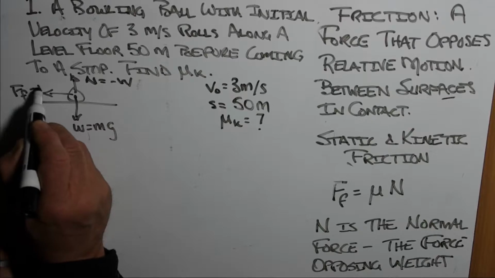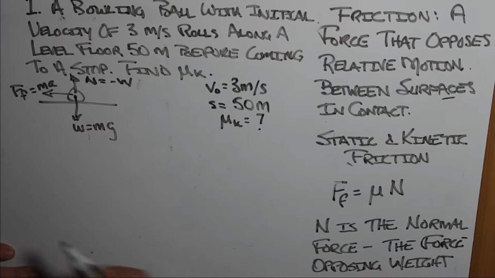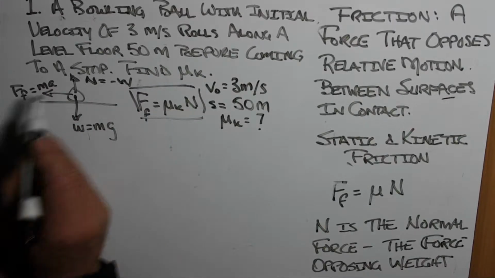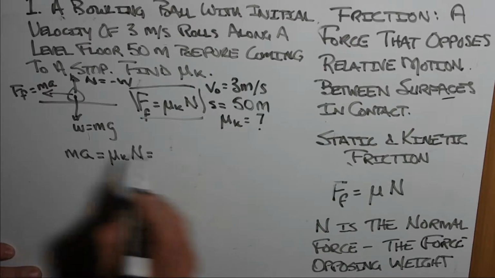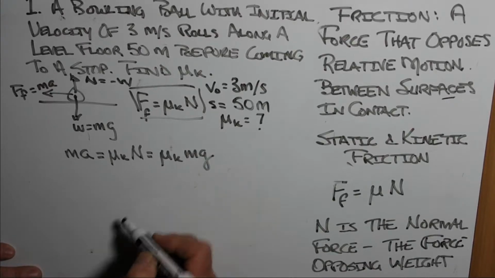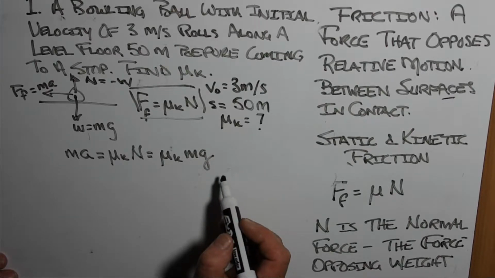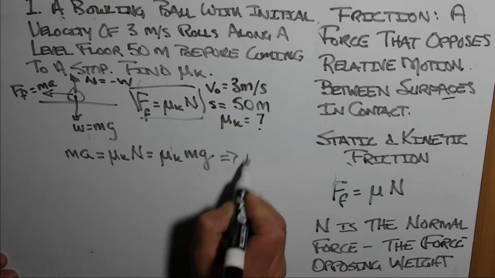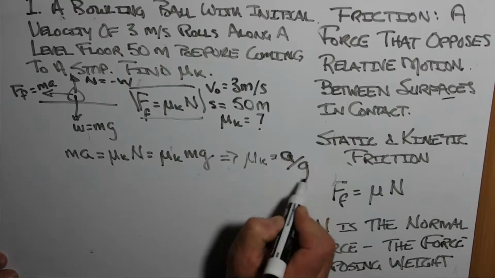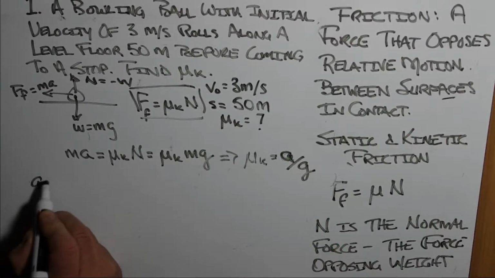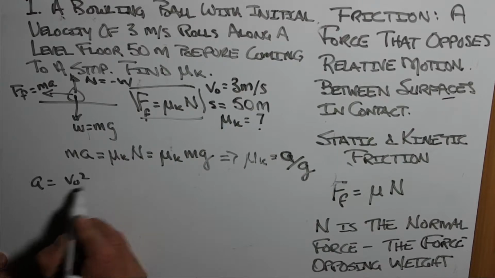And that, of course, is equal to, according to Newton's second law, mass times acceleration. And so using F sub F equal to mu sub k times N, we have mass times acceleration equal to the coefficient of kinetic friction times normal force, which is mu mg, and so we have the relationship: the coefficient of kinetic friction is equal to the deceleration of the ball divided by the gravitational constant.